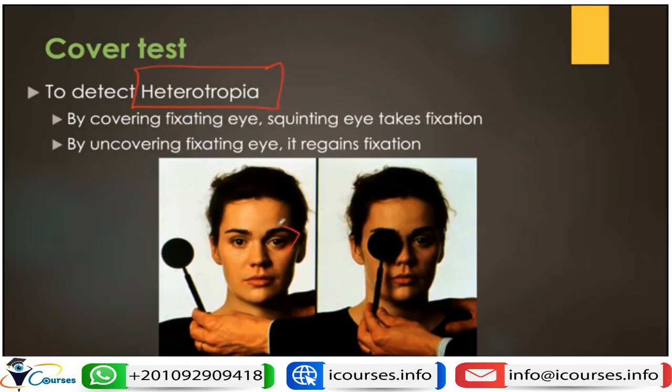In the cover test, if we have a squinted eye, like the left eye, which is squinted outward, we cover the normal eye, or the right eye as here. Then the left eye will be the only seeing eye, so it will take fixation, meaning that it will fix toward the object. So we will see movement of the left eye from outside to inside in order to fix on the object, which shows that this left eye has exotropia.